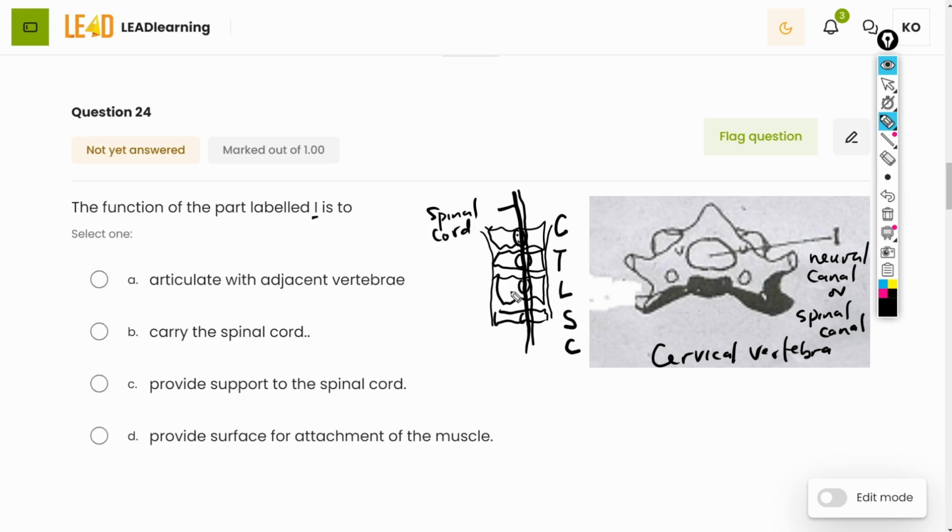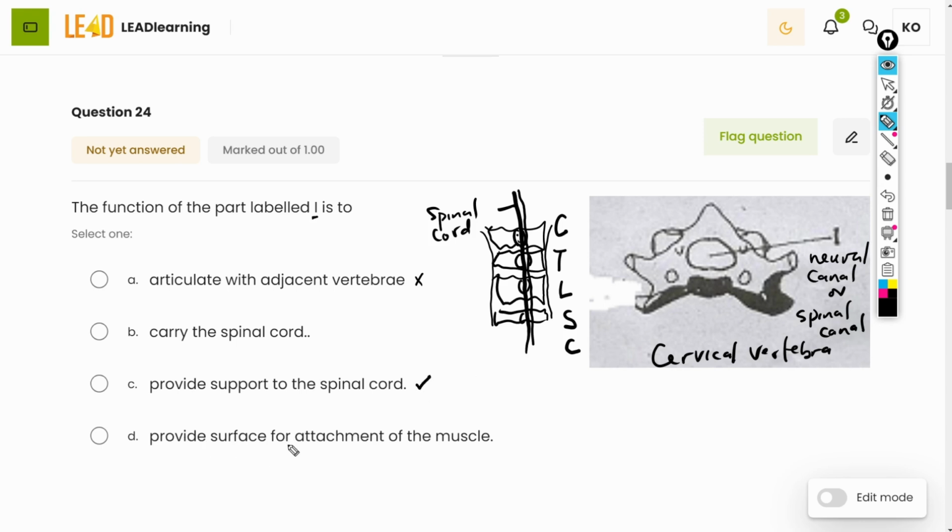Articulate with the adjacent vertebra. No, that is not the purpose of the neural canal. Carries the spinal cord. Not really carries the spinal cord. Well, let's look at other options. Provide support. Yes, provide support, because right now it is offering protection. The spinal cord is not exposed as it goes through the neural canal, so it's providing support and protection. This makes plenty of sense.